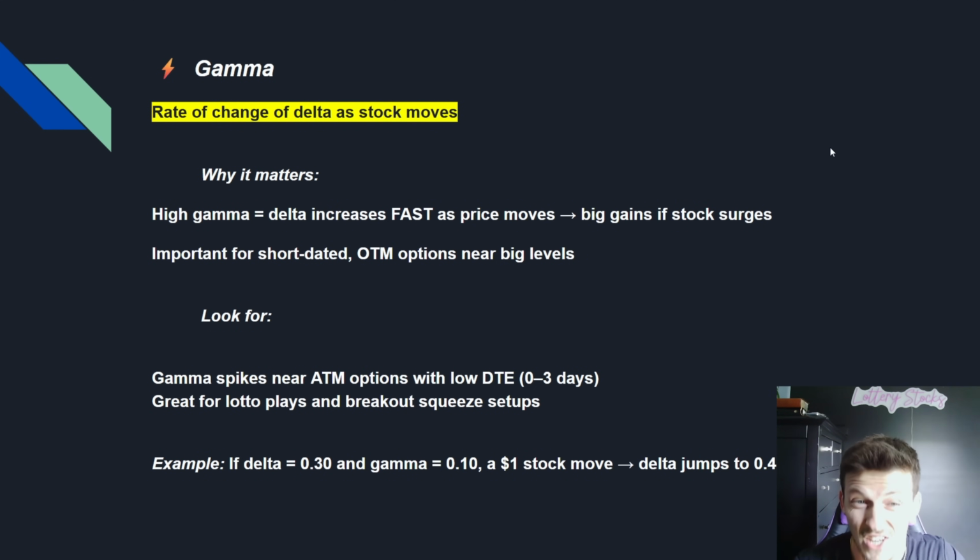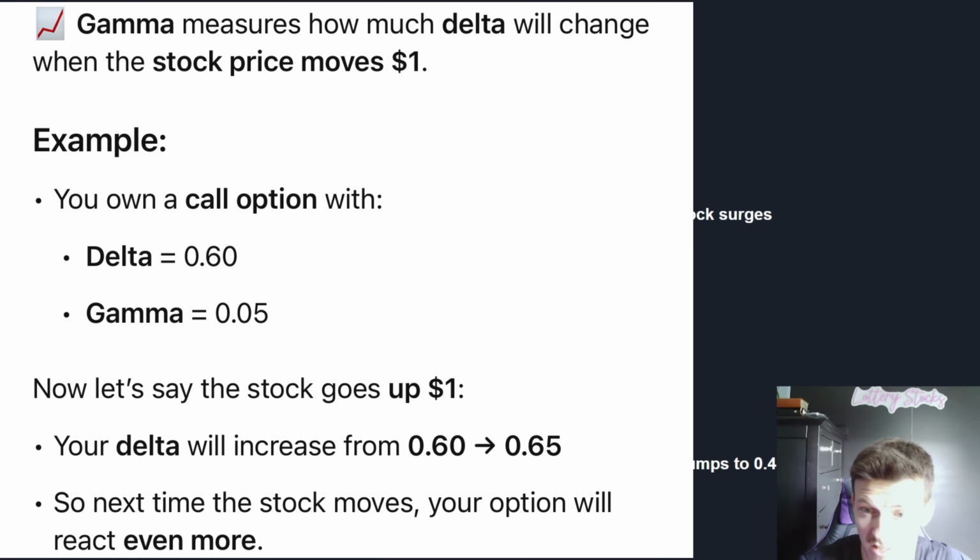Gamma is the rate of change of delta as the stock moves. Now, hang in here with me, because this is where a lot of the videos get complicated, and I'm not going to overcomplicate them for you. Rate of change of delta as stock moves. So a higher gamma equals delta increases fast as price moves.